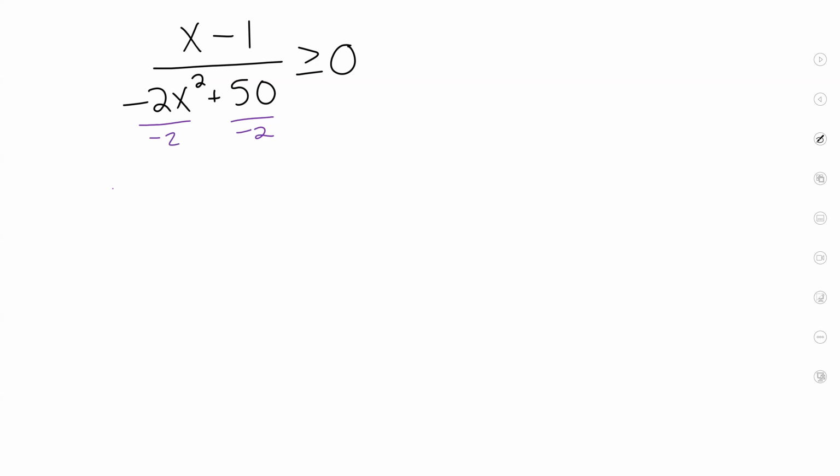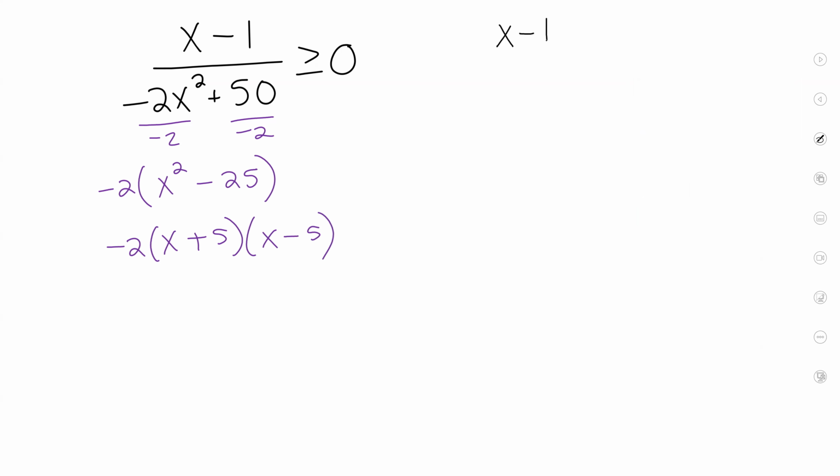We're going to divide by negative 2. So we're left with x squared minus 25. And how can I further factor this? Yes, x plus 5 and x minus 5. Okay, so my new problem is x minus 1 over negative 2, x plus 5, x minus 5 is greater than or equal to 0.